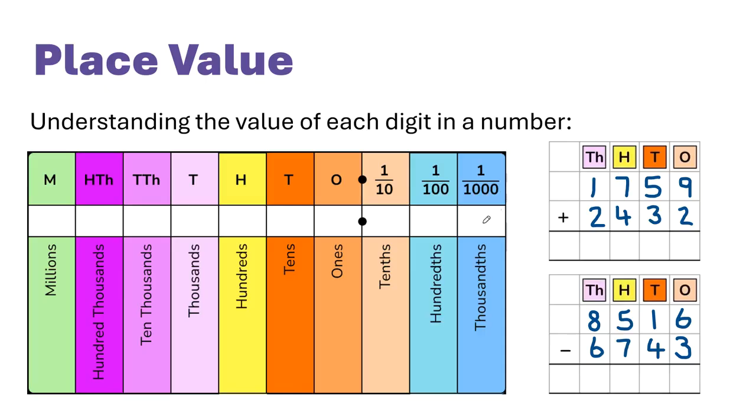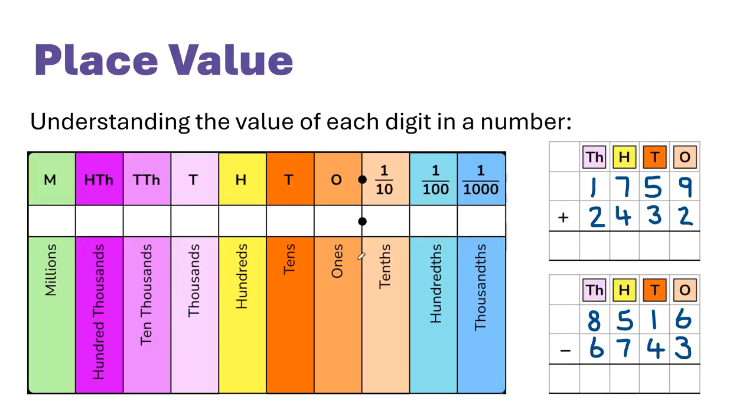And finally here we have thousandths. Now of course the place value for decimals does go further, but for today we're going to stop at thousandths. So for the final example I might have 2, 5, 7, 9, and that says 2.579: 9 thousandths, 7 hundredths, 5 tenths.